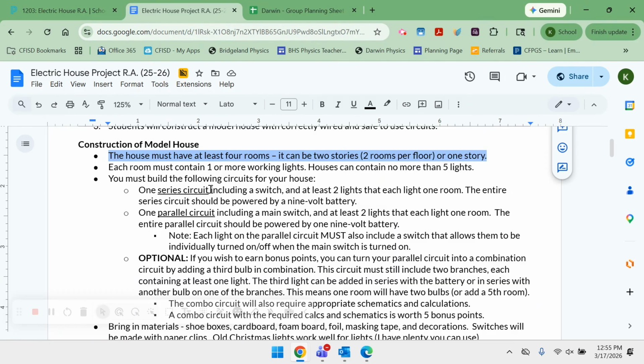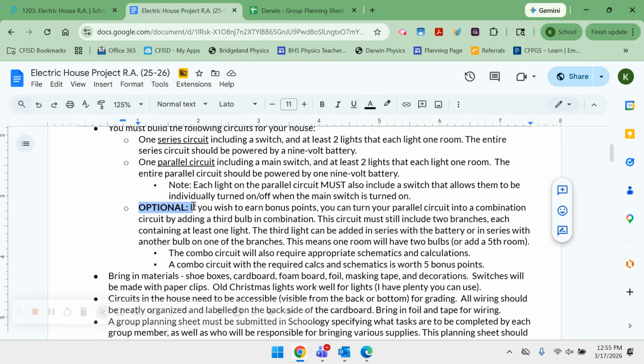However, there is an option for bonus points on this project if you choose, and it says right here optional, if you choose to instead build a combination circuit instead of your parallel circuit, you can get 5 bonus points. It makes your math a little bit harder, which is why it's worth bonus points. It also adds an extra light bulb, which means you can either have 2 bulbs in 1 room, or you can even build an entire 5th room to your house, up to you.